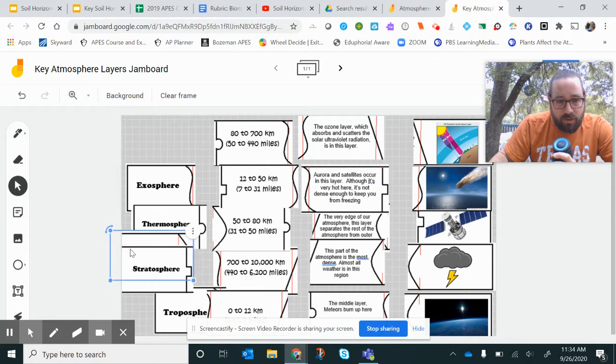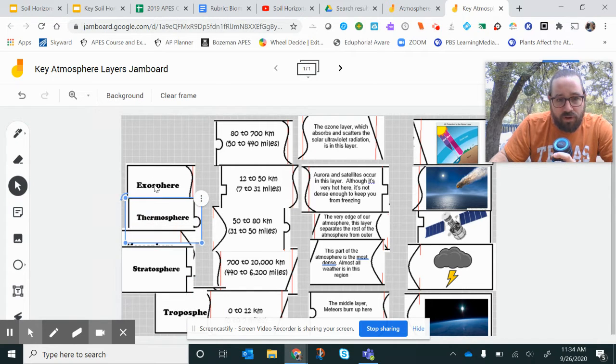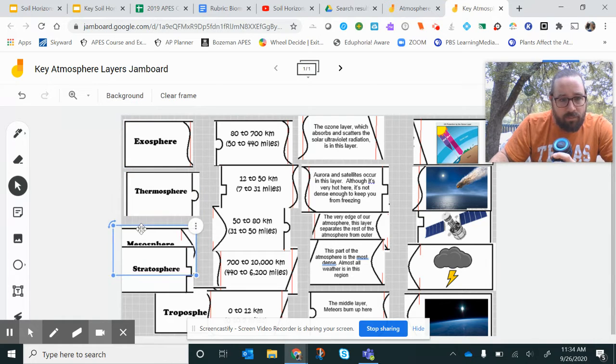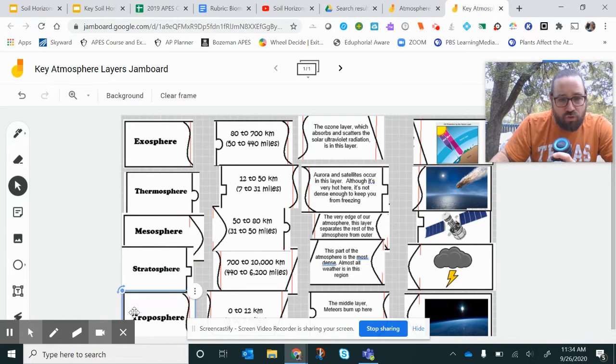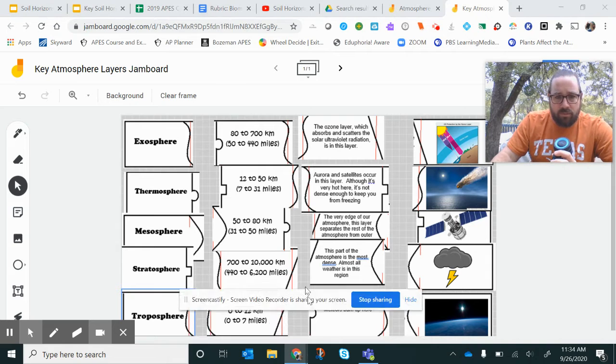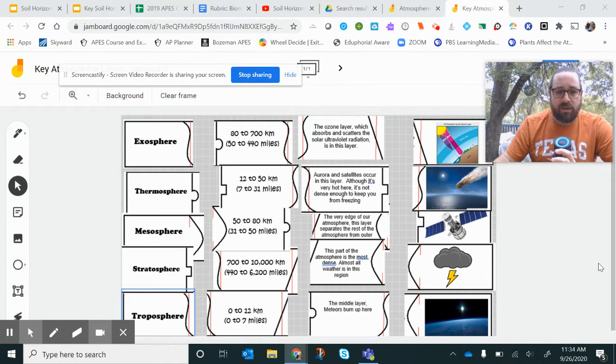I'll keep the stratosphere where it is. Mesosphere, thermosphere, and exosphere. Exosphere is where I exit the atmosphere. The meso is in the middle, and the troposphere is at the bottom. These spheres mask the Earth, starting at the ground level, moving up into the heavens.